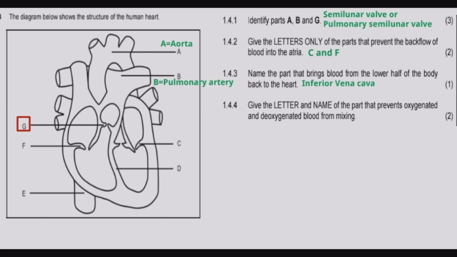We come to question 1.4.4. Give the letter and name of the part that prevents oxygenated and deoxygenated blood from mixing. The correct answer is D, and this part D is called septum.